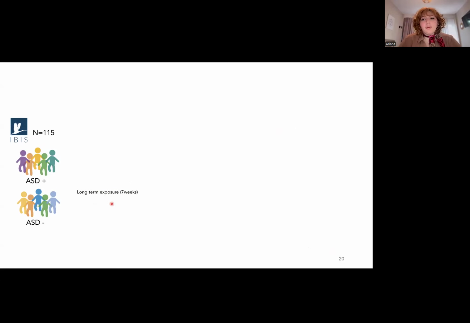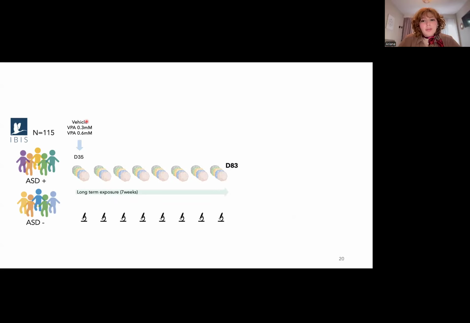Now, in terms of the experimental design, once we generate cortical organoids from these lines, we expose them to one of 2 paradigms. For the first one, we expose them to vehicle or 2 concentrations of valproic acid from day 35 of differentiation to day 83 of differentiation. This is a repeated exposure that mimics more closely what happens in vivo. And then every week we acquire bright field imaging from these organoids.